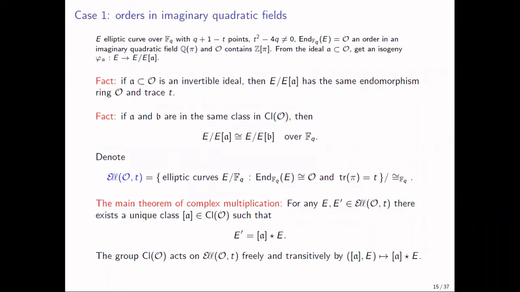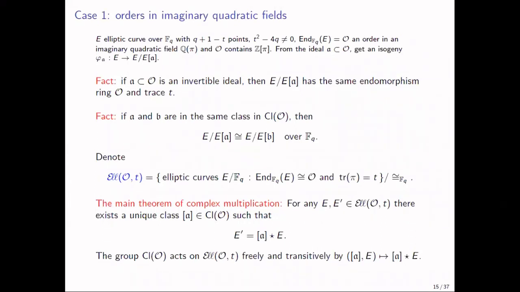Okay. And so now let's say some more general stuff about this action. Well, if you are in the case where the rational endomorphism ring is in an imaginary quadratic field, and you take an invertible ideal, then the target curve has the same endomorphism ring and trace. So invertible ideals and the isogenies corresponding to them preserve the endomorphism ring and the trace. And moreover, if you take ideals that are in the same class in the class group, you get F_q-isomorphic elliptic curves. Okay.